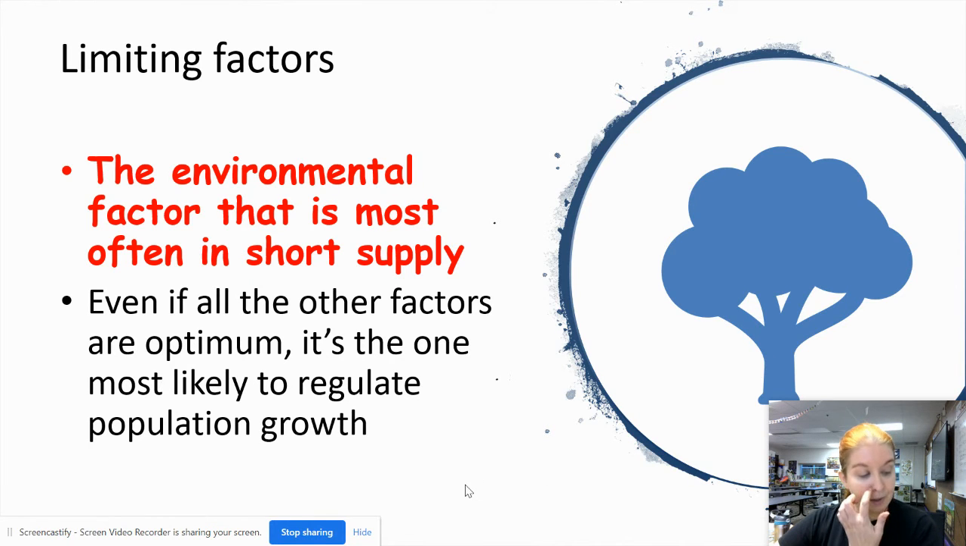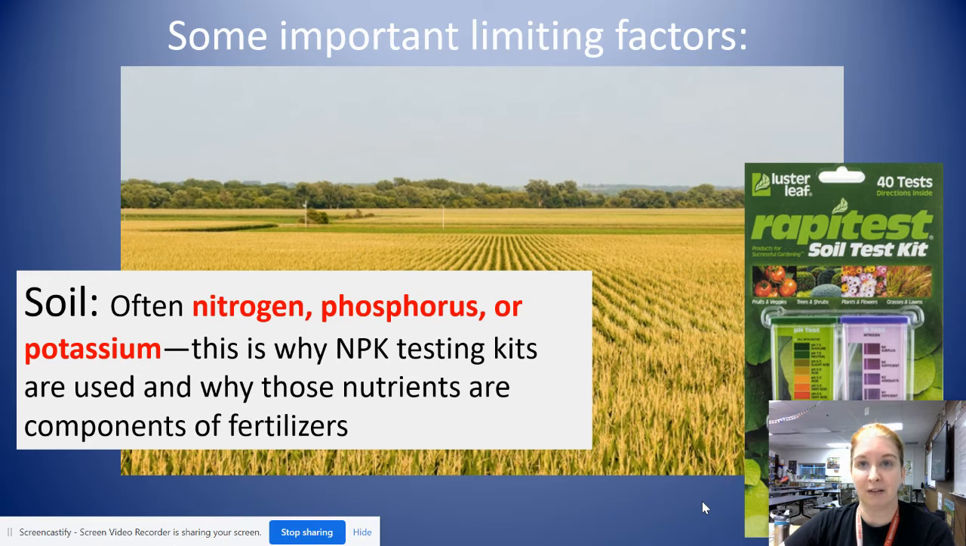But we're skipping down to the bottom where it says limiting factors. A limiting factor is the environmental factor that is most often in short supply. So it's the one that is limiting the organism from being as productive as it could be. Like if you're a chef and you don't have any chocolate chips, you can't make too many chocolate chip cookies. So that would be your limiting factor. Even if all of the other factors are optimum, it's the one that is most likely to regulate plant growth, usually.